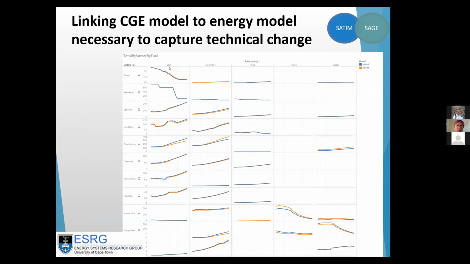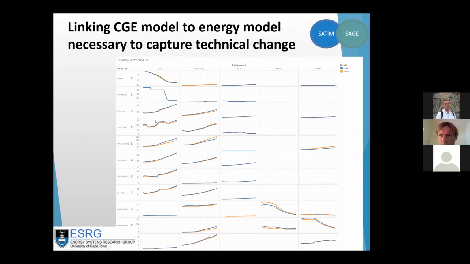This is showing an energy balance, more or less, for different fuels: coal, electricity, natural gas, petrol and diesel, across different sectors. In blue, we have the economic model, and in orange, the TIMES model. It's not perfect, but it's much better than if we had no link at all.